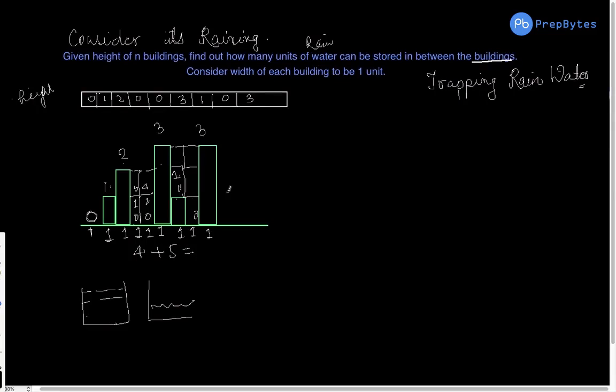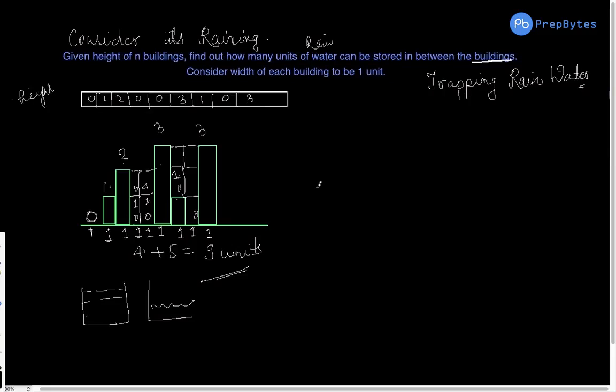So considering the complete arrangement, the total units of water stored is 9 units. And this is the problem statement. You are given this particular arrangement in the form of an array, in the form of height of the buildings, and you have to tell us how many units of water can be stored in here.